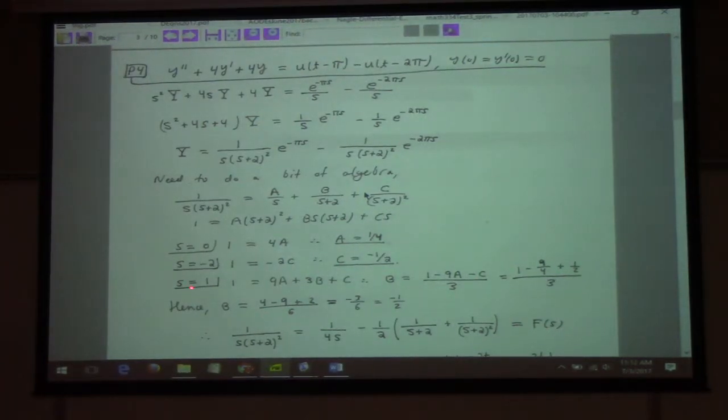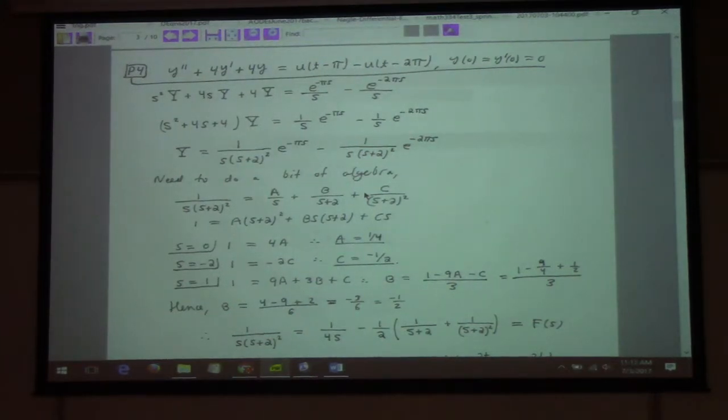s equals 1. Where did that come from? I just picked it. It's just an easy value. What would have been even lazier? I was thinking about it after I wrote this down. I should have put minus 1. If I put minus 1, then it's 1 plus A plus B minus C, so that immediately gives you B, and you end up with no division. It doesn't matter. You can put any number you want. Just don't put 0 or minus 2 because you already used those up. Or you could equate coefficients. There are tons of different ways to do this. I don't care how you do the algebra. I just need you to be able to do the algebra.